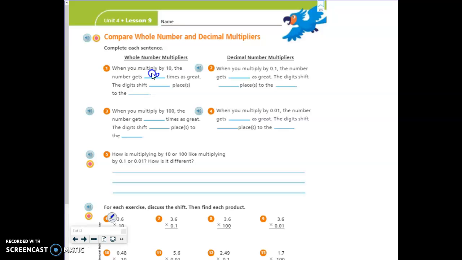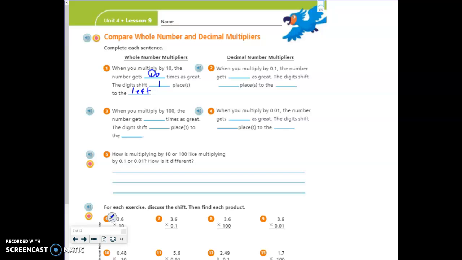Okay? The biggest thing I want you to identify here is that when we multiply by 10, the numbers will get 10 times bigger, which means the digits are going to move one spot. There's 1 zero in 10, so our digits are going to move one spot. In this case, the digits are moving to the left, because if we look at a number line, left makes numbers larger. Okay, 1 is right next to the decimal point, and if I move that one spot to the left, it's 10 times larger than it was before.